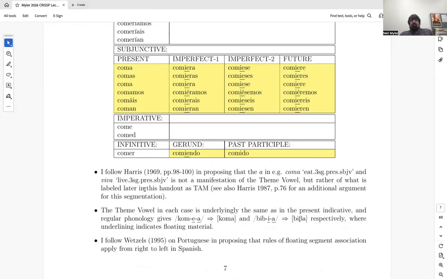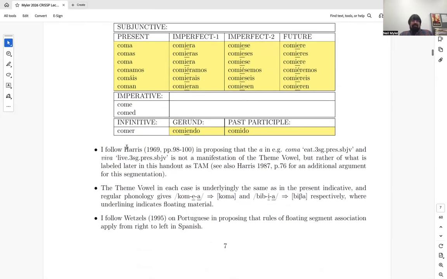markers. So what I'm going to say here, following Harris, is that in the second and third conjugations, which share a feature in common, those condition an allomorph of the present subjunctive tense aspect mood marker, which is "a", and it's an "a" that is floating on the timing tier. And theme vowels themselves, I'll propose later, are also floating, that is, not linked to the timing tier. So they're not pre-linked to the timing tier.